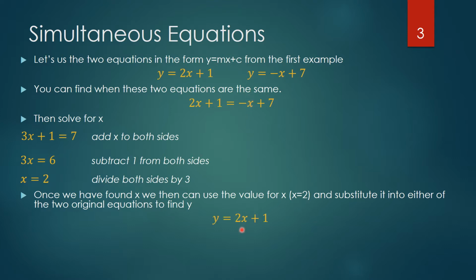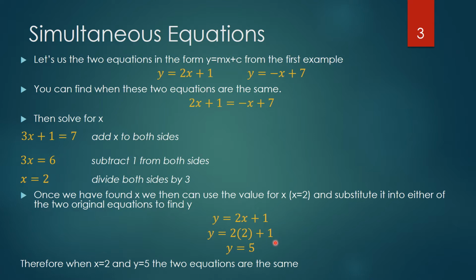Now I'm going to replace x with the value I found for x, which is 2. So instead of 2 times x plus 1, it's going to become 2 times 2 plus 1, which we know equals 5. So therefore, when x equals 2 and y equals 5, we know that's when the two equations are the same, or when they intersect. And that's what we read from our graph earlier.